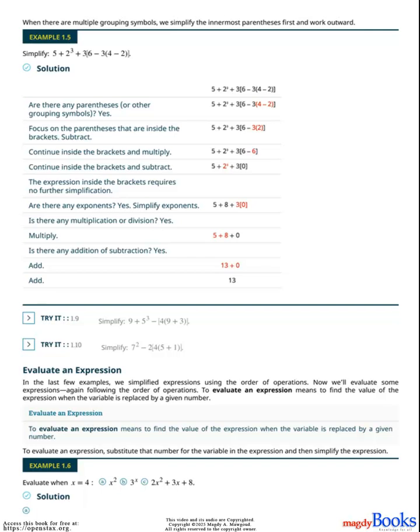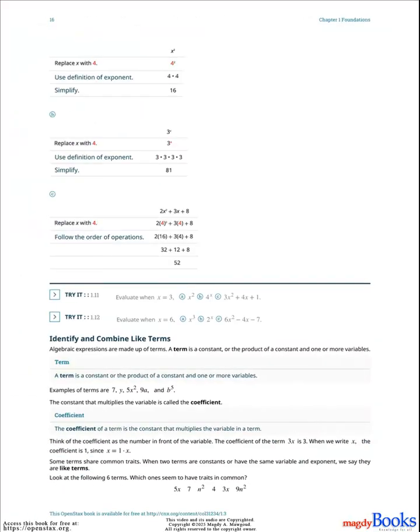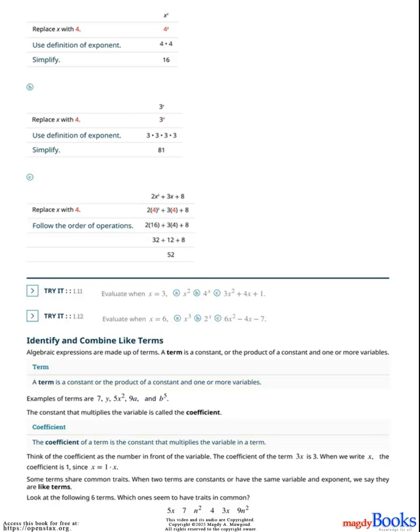Example 1.6. Evaluate when x equals 4. A. x squared. B. 3 to the power of x. C. 2x squared plus 3x plus 8. Solution. A. x squared. Replace x with 4. 4 squared. Use definition of exponent. 4 times 4. Simplify. 16.